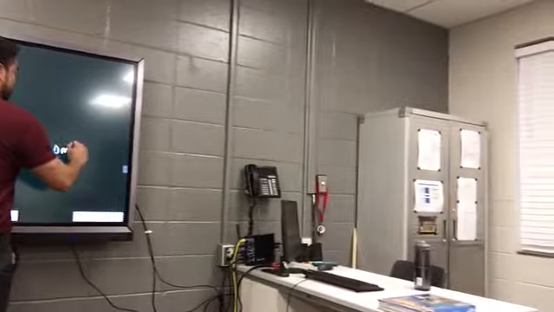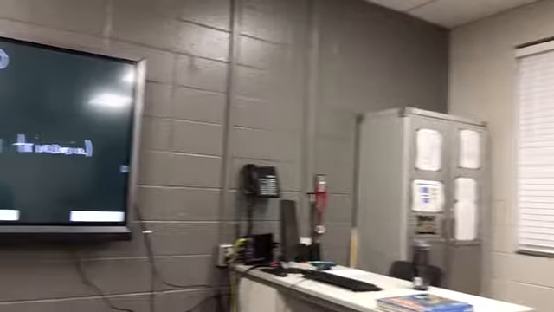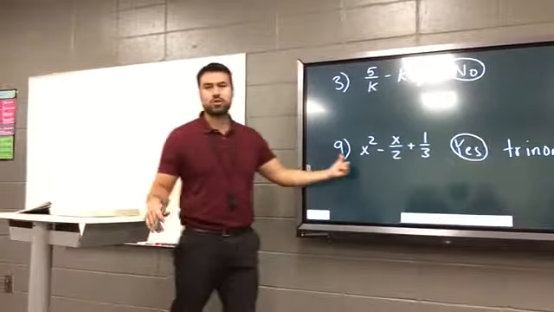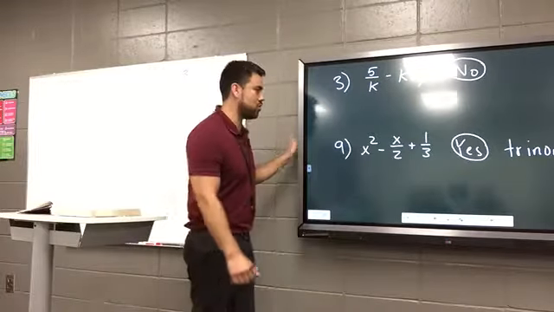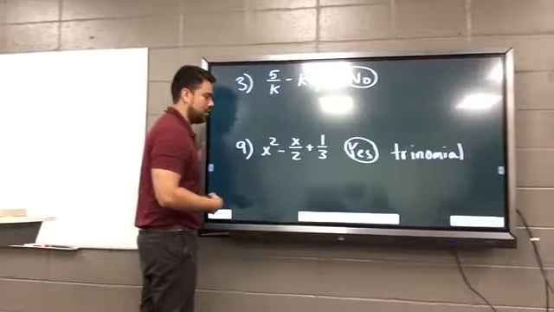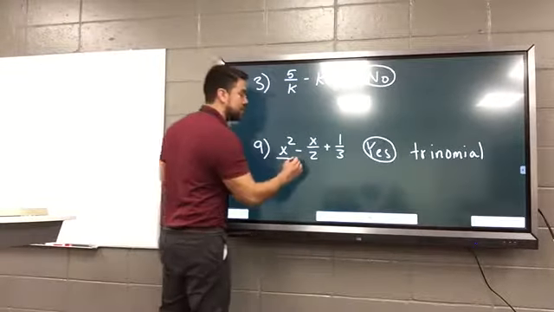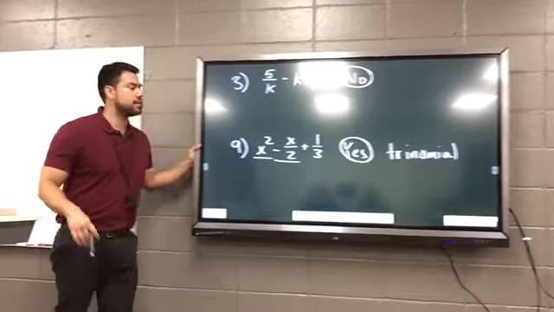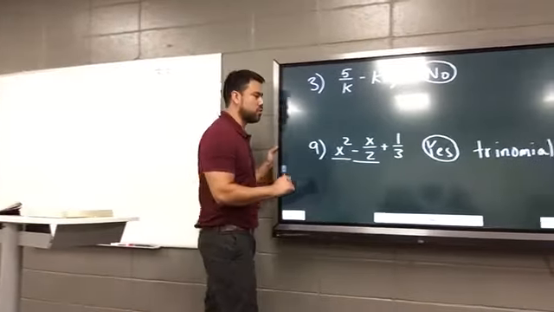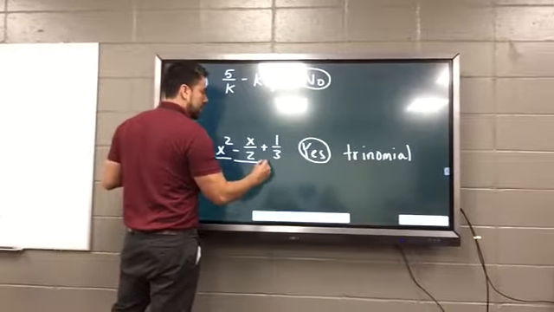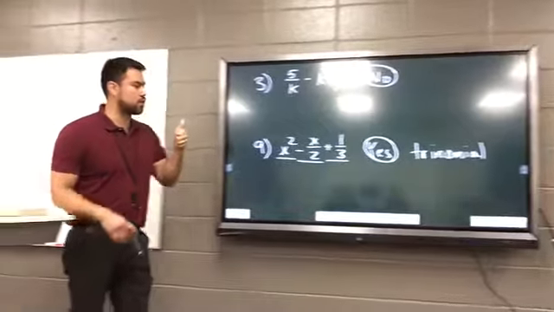And just for fun, Abby, what's the first term? This is extra that we're just doing on the board. What's the first term here? X squared. Jenna, the second term? Good. Negative x over 2. And Lily Mooney, what's the third term? 1/3. Yeah. Good. Positive 1/3. So it is a trinomial.